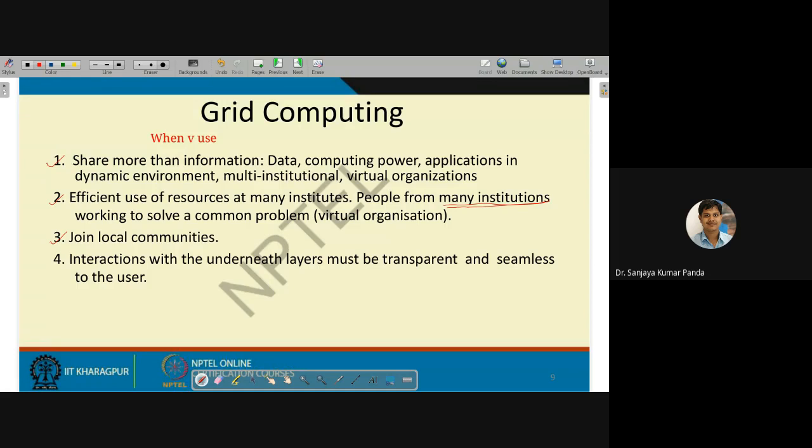The last one is that interaction with the underneath layers must be transparent and seamless to the user. Virtual organization does not mean that you can compromise on security. Virtual organization says that the user will not see the complexity of the environment. If the user sees the complexity, the user is not willing to use that particular technology. So it is a virtual organization, but it should be very transparent. Nobody is going to steal information from other people or other computer systems, and these services are going to be provided to the user.